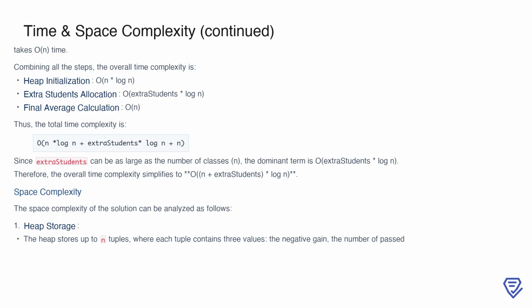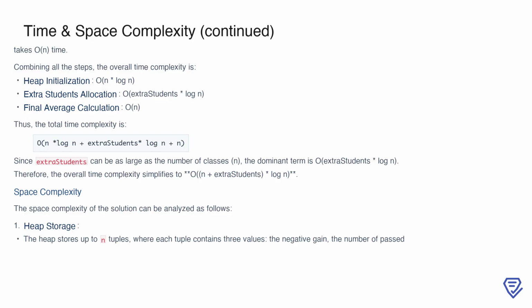When we combine the time complexities of all 3 steps, we get the following. Heap initialization takes O(n * log n), allocating extra students contributes O(extra students * log n), and calculating the final average requires O(n). Adding these together, the total time complexity becomes O(n * log n + extra students * log n + n). Since extra students can be as large as the number of classes, or n, the term O(extra students * log n) dominates. Therefore, the overall time complexity simplifies to O((n + extra students) * log n).